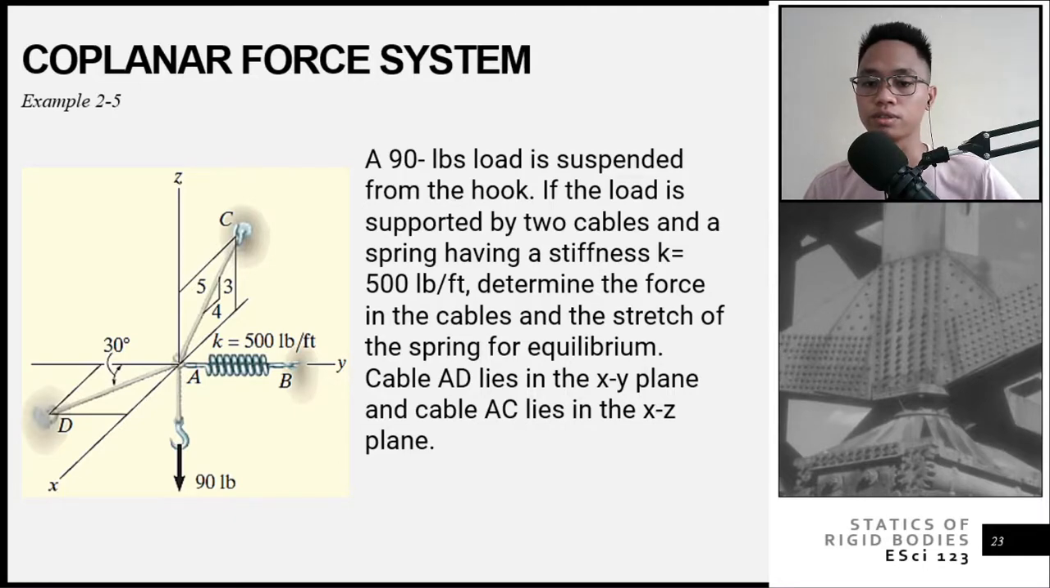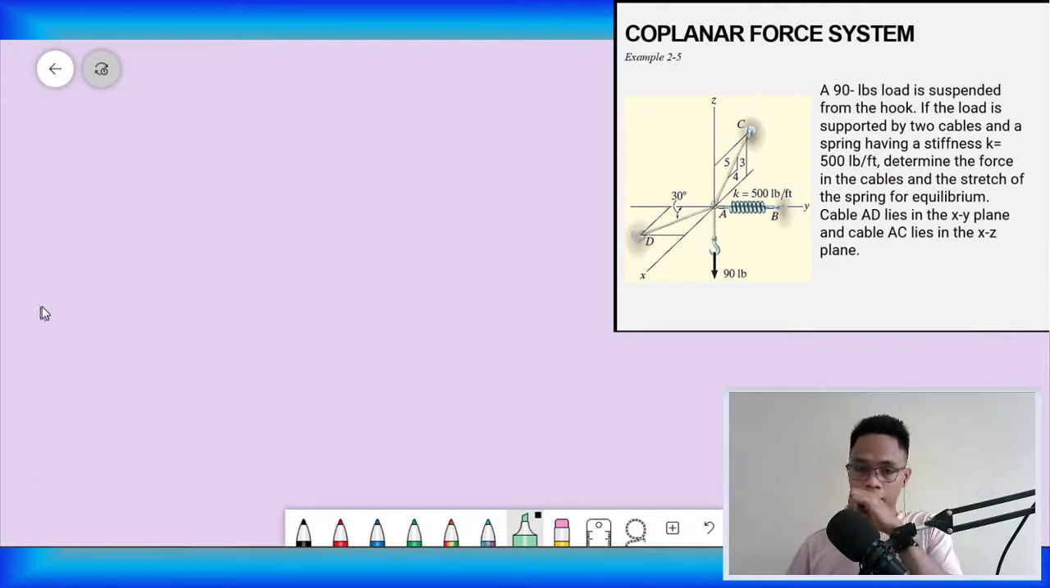Alright, so here in this example we can do without a free body diagram. Before, in our earlier discussions, we drew free body diagrams, especially in two dimensions. But in three dimensions you can skip it as long as you can imagine the setup. You need your analyzing skills, especially for this geometry. Based on the figure above, we are given the 90-pound load suspended from the hook.